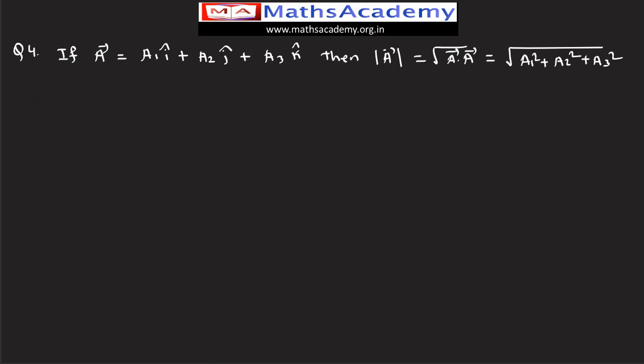Now coming to the fourth question. This question says that one vector is defined, then what is its modulus? Its modulus will be square root of A vector dot A vector, or you can say that A1 square plus A2 square plus A3 square. So how can we prove this result?